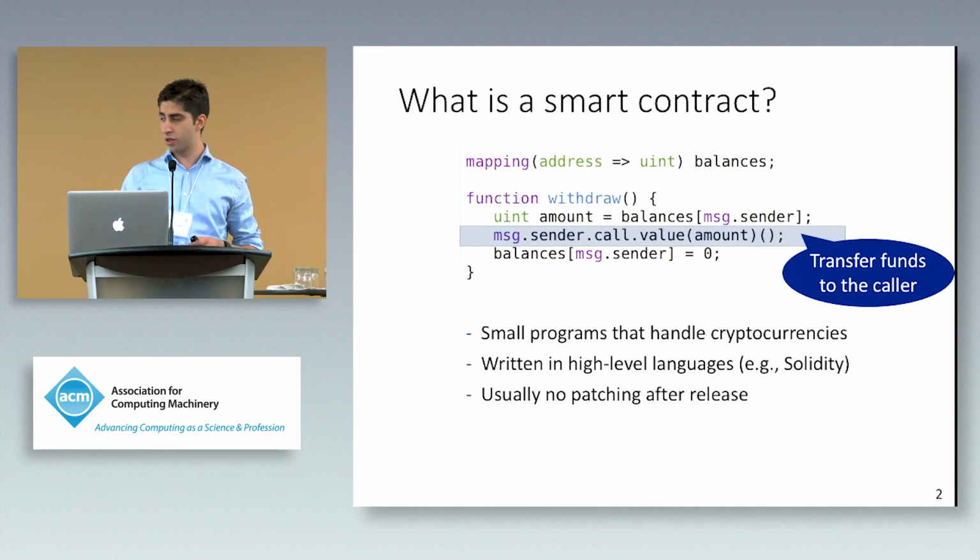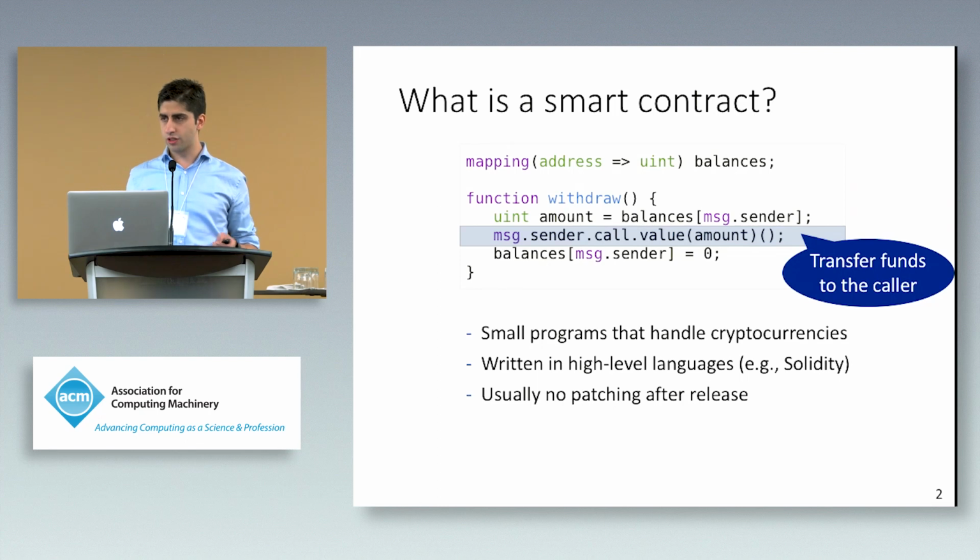In more detail, what the withdraw function does is it first reads the balance of the transaction sender. Here message sender returns the address of the transaction sender. Then it sends the money to the transaction sender using this call instruction. And then it sets the balance of the user down to 0 to know that the money has been withdrawn.